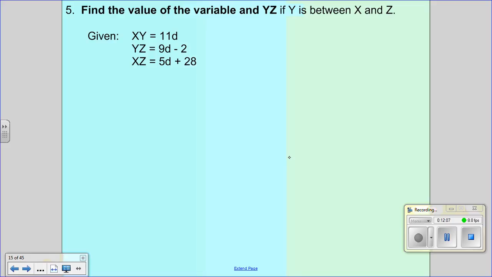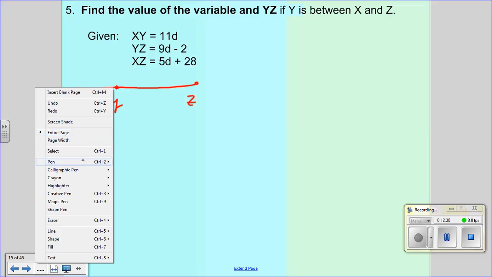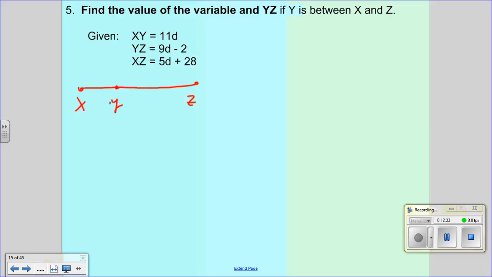Number 5. Again, you do not have a picture. You're welcome to draw one if you need it. You don't have to draw one if you don't. It says y is between x and z, so it's in alphabetical order. X, y, z. So label what we know. XY is 11D. YZ is 9D minus 2. XZ is 5D plus 28.